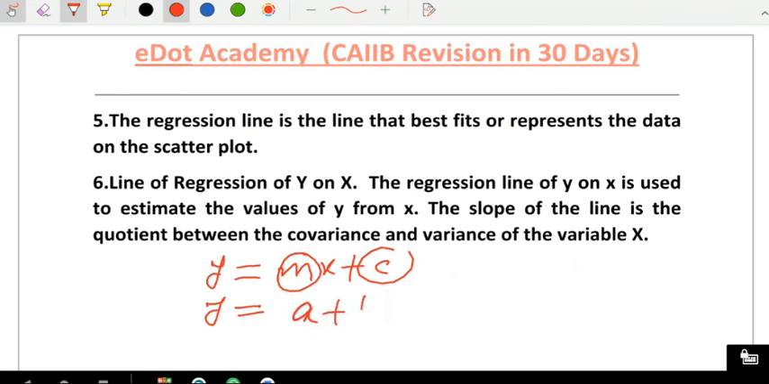Everything is the same. In place of c I have put a, and in place of m I have put b, and the meaning is also the same. What is the meaning of b here? The slope of the line. The slope of the line is called b, and m is also called the slope of the line. And what is c? c is the intercept on the y-axis.